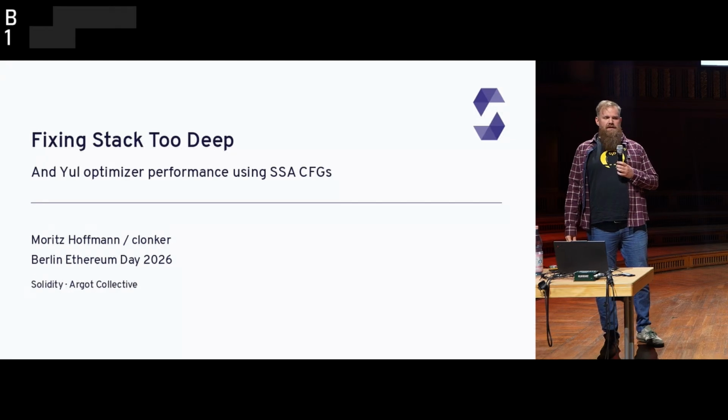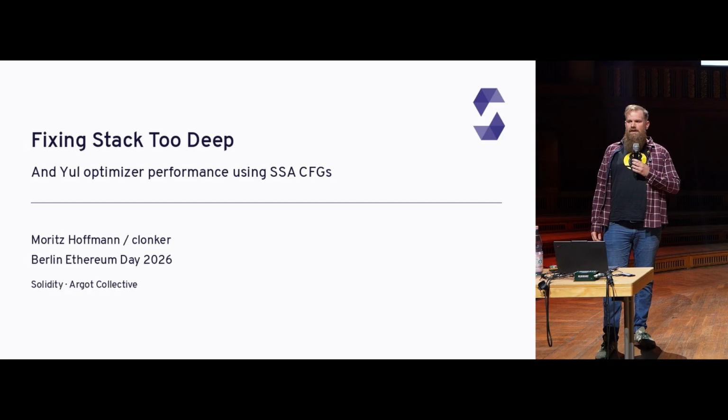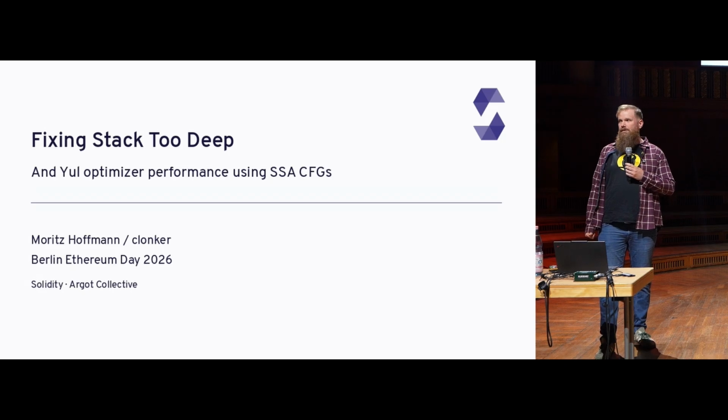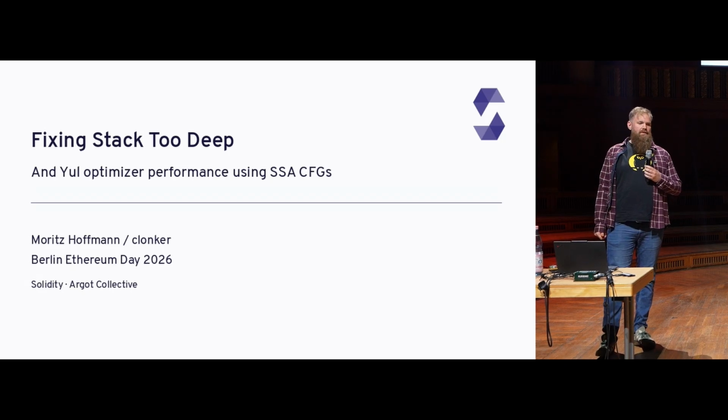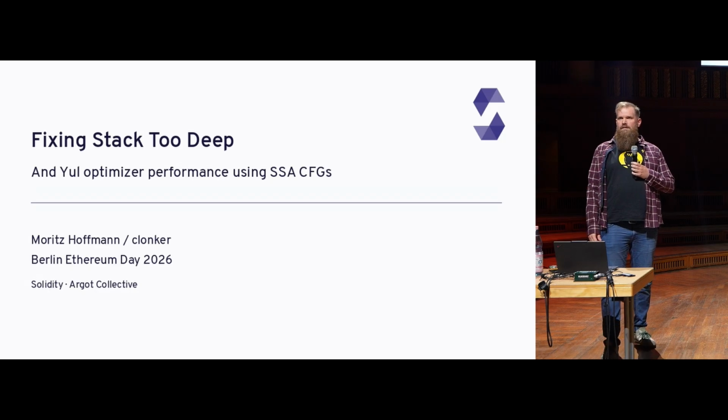So we already heard that stack too deep is one of the most pressing issues, but I would say another pressing issue that I put in the subtitle here is the UL optimizer performance, or generally the performance of SOC. Whenever you compile a bigger project, you might have realized that it can take tens of minutes, if you're unlucky, to actually get the bytecode out, which obviously is a long time, and to increase throughput of developers, but also get rid of this annoying problem.